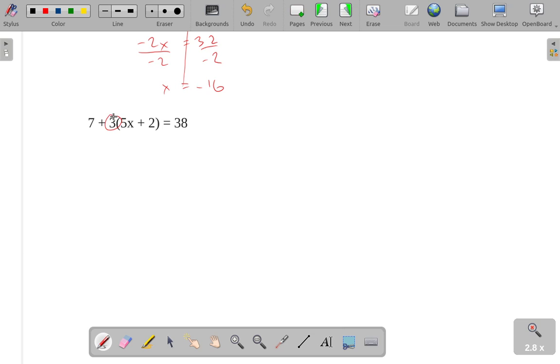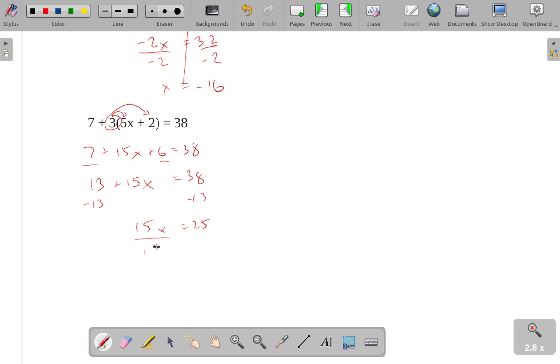Alright, so here, I'll distribute the 3 through the parentheses. We get 15x plus 6 equals 38. Okay, that's distributing the 3 through the parentheses. I need to combine like terms here, the 7 and the 6 together to give me a 13. Alright, looks like this x is multiplied by the 15, then I add the 13, so I'll subtract the 13 first, giving me 15x equals 25.